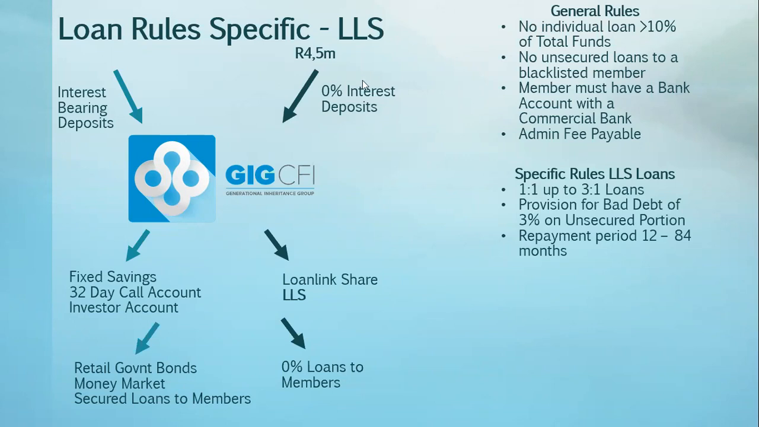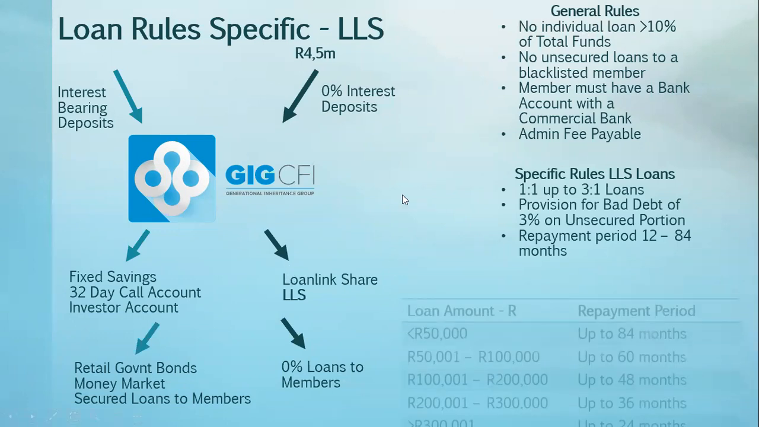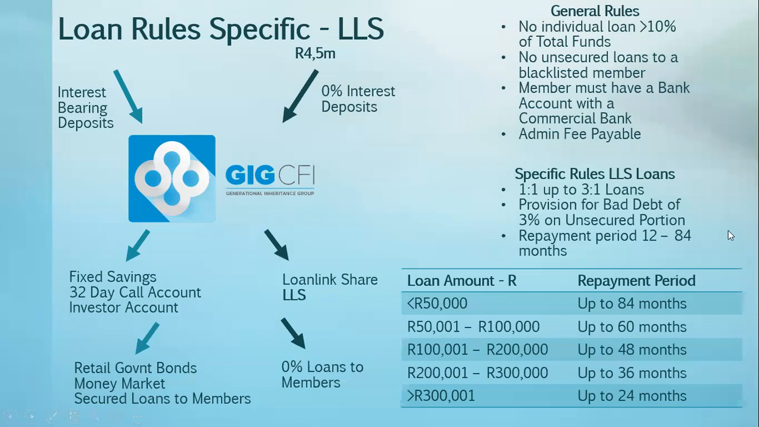We've also added a proviso that your repayment period is linked to the amount of money that you want to borrow. So for people who borrow less than 50,000, eventually they can go up to 84 months to repay, which makes the cash flow a bit easier for themselves. If you want to borrow larger amounts, 50 to 100,000, it's up to 60 months.